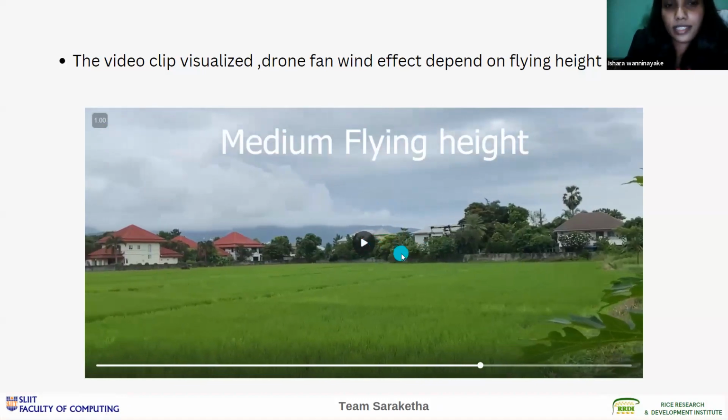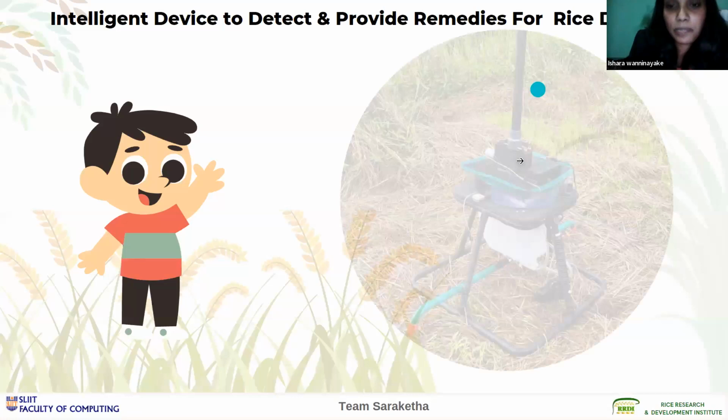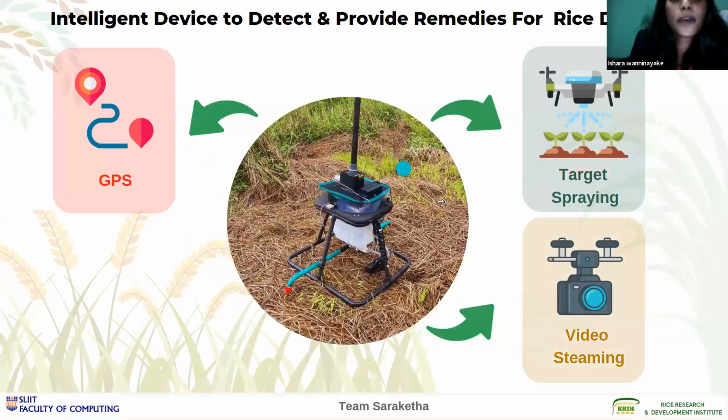As you can see in this video, the problem is the wind power of the drone. To provide the solutions for the wind power, we implement the smart intelligent device to attach to the drone. This is the smart intelligent device we developed to attach to the drone. Using that intelligent device, we get the GPS and do the targeted spray, and this intelligent device gives a live stream for the real-time object detection.